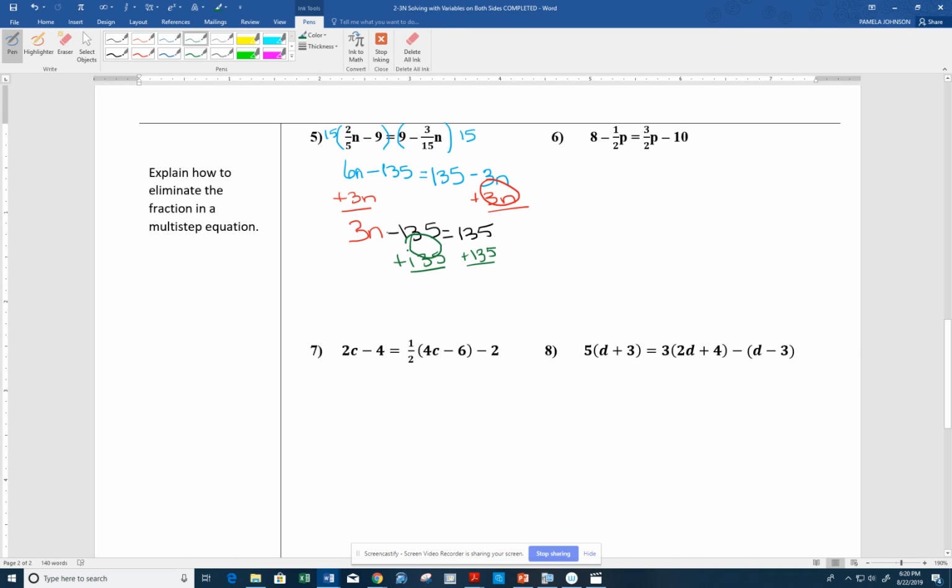Okay, these are going to zero out. So now we'll have 3n equals 270. And our last step is to divide by 3. So we're going to end up with n equals 90. Okay.